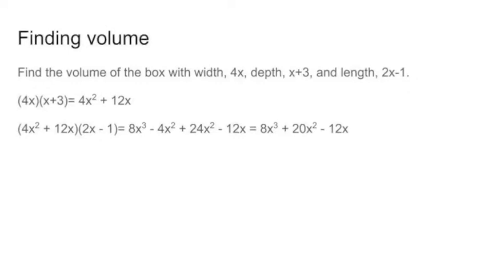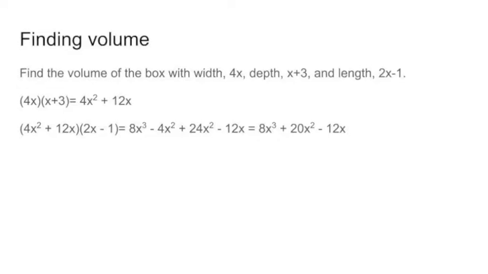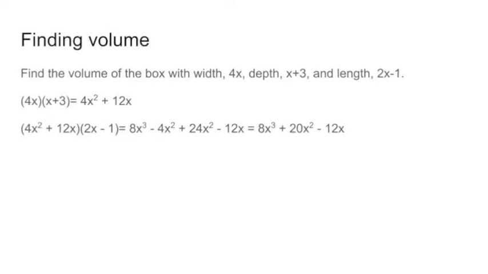We will then take that product and multiply it by the remaining side, so 2x minus 1. Distribute the 4x squared, so we'd have 8x cubed. 4x squared times negative 1 is negative 4x squared. Distribute the 12x, as you can see what we get, and then combine like terms there. So we'd have 8x cubed plus 20x squared minus 12x.